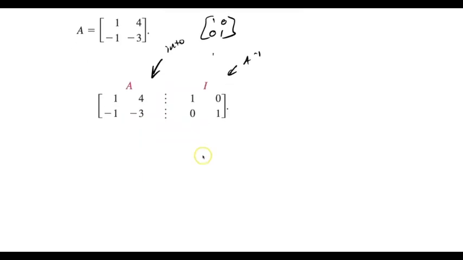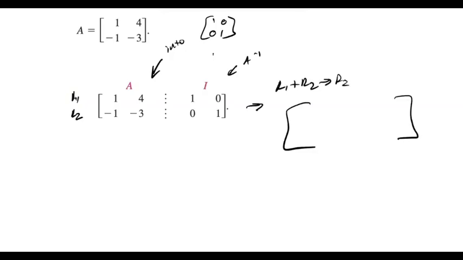Let's try it. First, I want to try to make this entry a 0. So let's add rows. This is row 1 and row 2. Let's go row 1 plus row 2, and make that my new row 2. So I'm going to keep row 1 the same, and then we're just going to add down these two rows. 1 plus -1 is 0. You can see what I'm doing, 0. 4 plus -3 is 1. And you also have to do the same thing here: 1 plus 0 is 1, and then 0 plus 1 is 1.